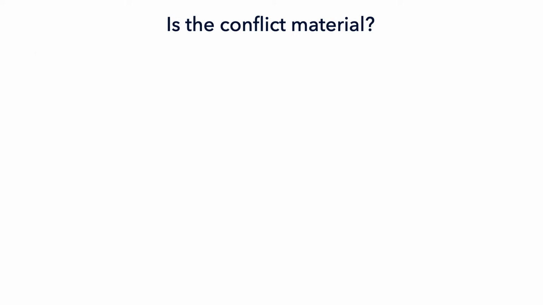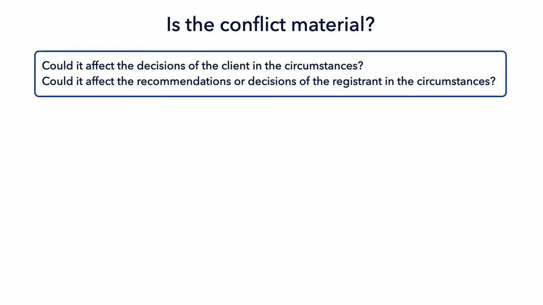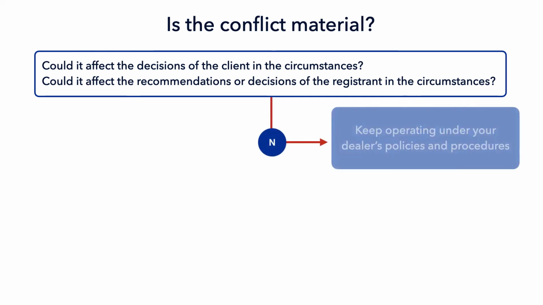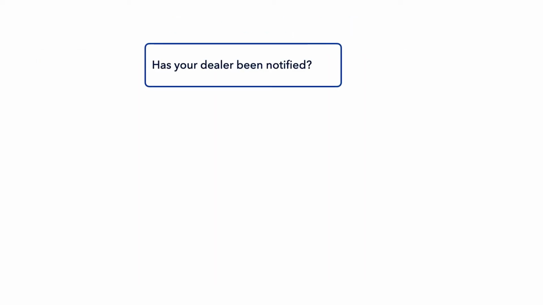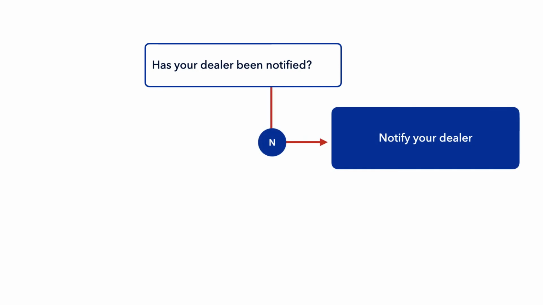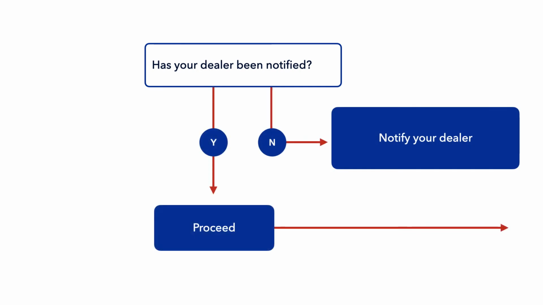Is the conflict material? Could it affect the decisions of the client in the circumstances? Could it affect the recommendations or decisions of the registrant in the circumstances? If no, continue following dealer procedures. If the answer is yes, proceed to the next step. Has your dealer been notified? If not, notify your dealer. If yes, proceed to the final step.